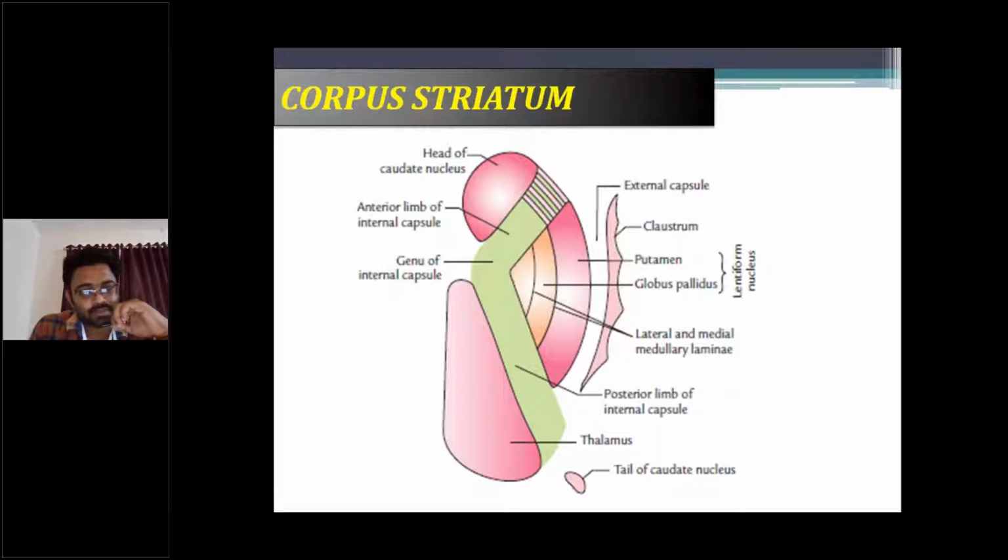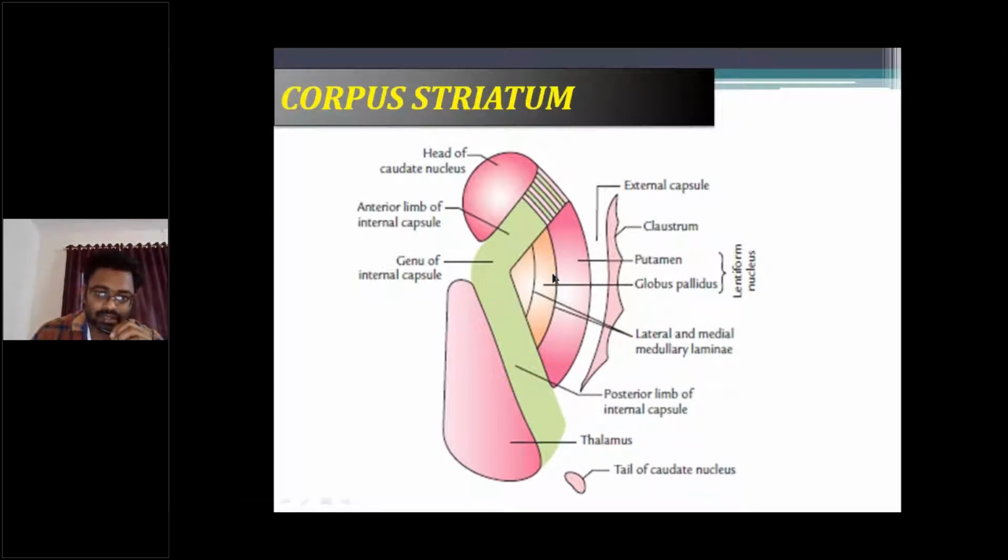Here in this picture, this is the horizontal section of the right cerebral hemisphere seen from the superior view. Caudate nucleus medially, lentiform nucleus laterally. Caudate nucleus and lentiform nucleus together are called corpus striatum.